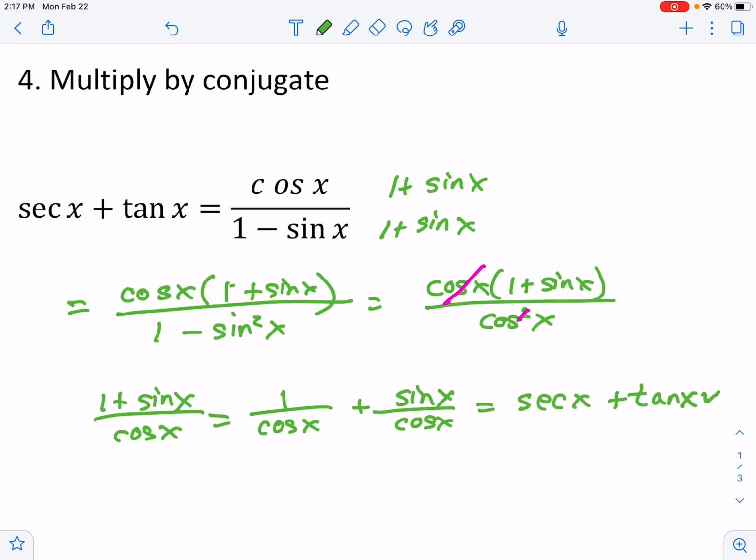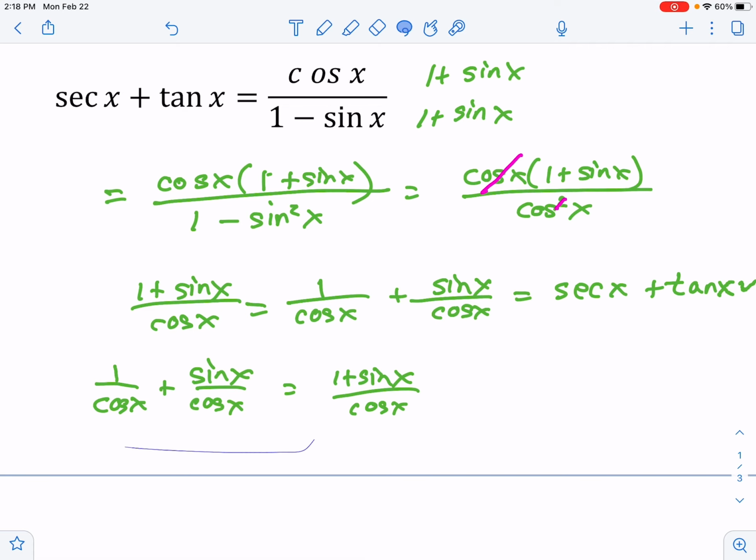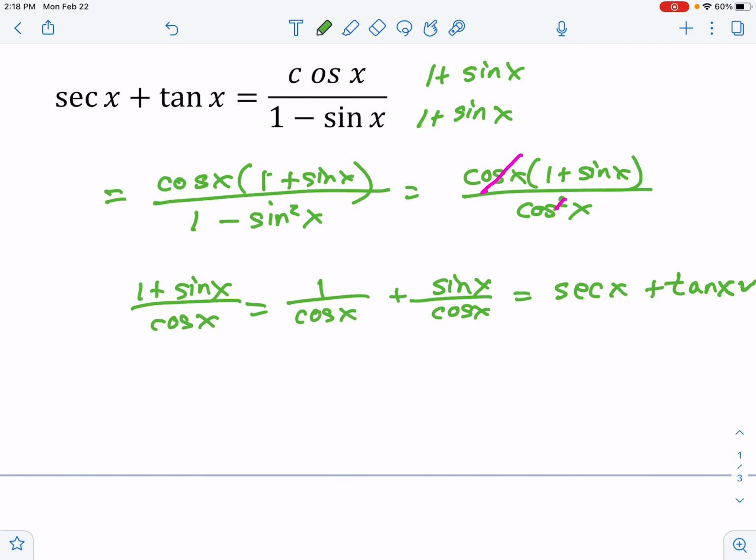Is that the only way to do it? No. I could have switched this right off the bat: 1 over the cosine plus sine over cosine. Except then I'd end up with 1 plus the sine of x over the cosine of x, and I still have a mess. So I'd probably still multiply by the conjugate. So let's take that out of there so we don't get confused when you come back and look at your notes.